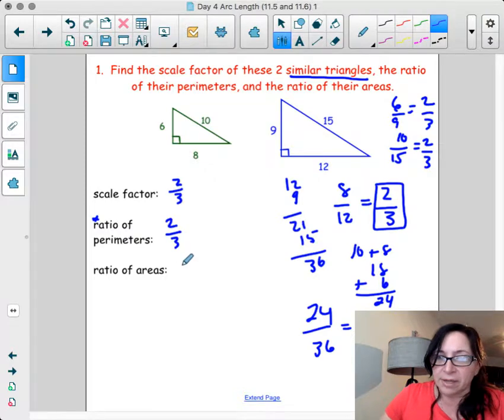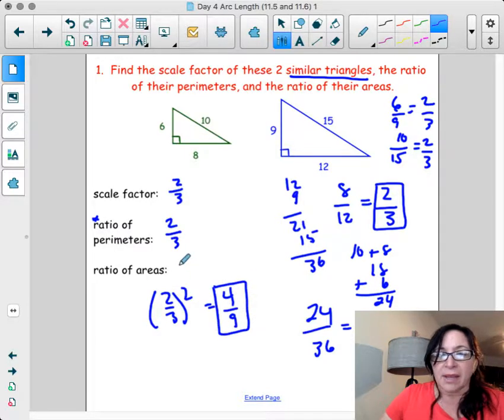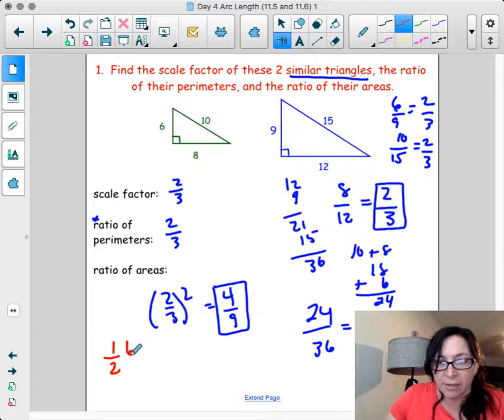Again, ratio of areas is going to be 2/3, but squared. And so that's going to be 4/9. Okay. But again, you can always prove it if you're doubting Thomas here. You can say ratio of areas. I'm going to find the area. So the area of the first triangle is 1/2 the base times the height, and then the second triangle is 1/2 the base times the height.